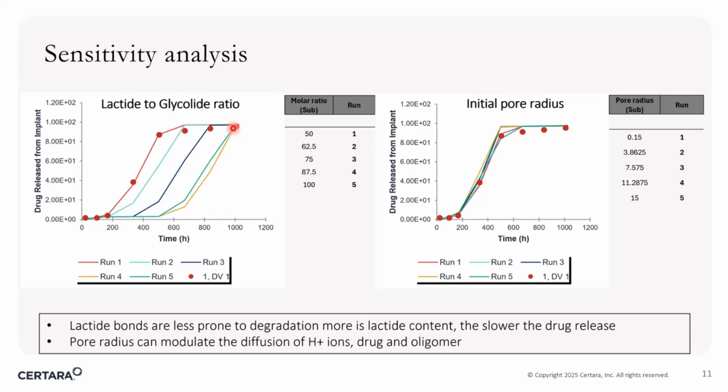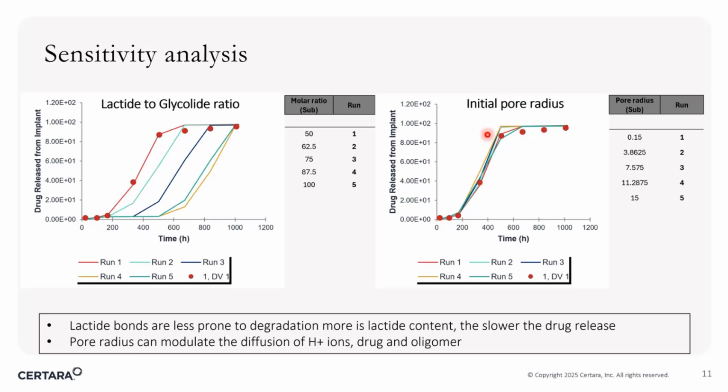So lactate to glycolate ratio, this is a critical quality attribute. Compared with glycolate bonds, lactate bonds tend to degrade slowly. So when there is a lactate content increase in the formulation, you see a shift in release profile from left to right, which means there is a delay. We consider pore radius in the model.